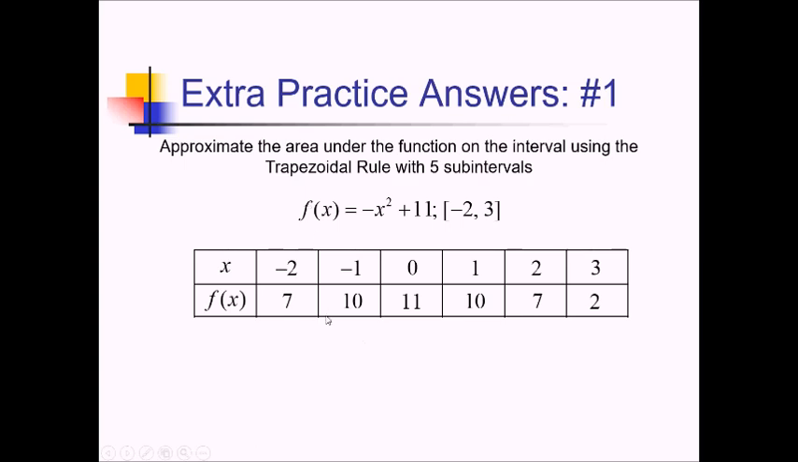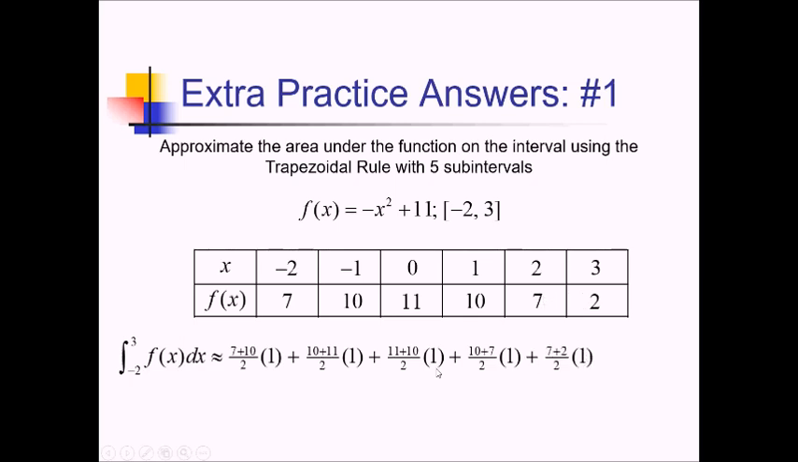So my first trapezoid, I'm going to have 7 plus 10 over 2 times an interval length of 1. Next, we have a base of 10 plus a base of 11 over 2 times a height of 1 again. These all have heights of 1 for these trapezoids. Then we've got 11 plus 10 over 2 times 1, 10 plus 7 over 2 times 1, and 7 plus 2 over 2 times 1. And you could leave it like this, unsimplified, or you can plug it in the calculator. I'm going to do that now.